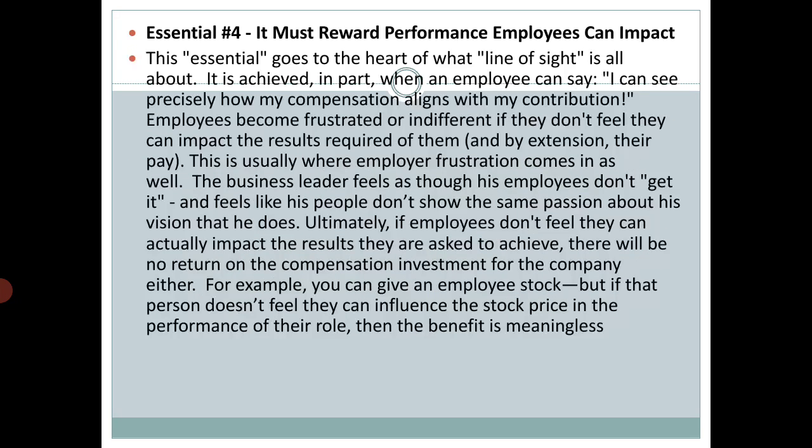Okay, then the fourth essential is it must reward performance employees can impact. This essential goes to the heart of what line of sight is all about. It is achieved in part when an employee can say, I can see precisely how my compensation aligns with my contribution. Employees become frustrated or indifferent if they don't feel they can impact the results required of them.